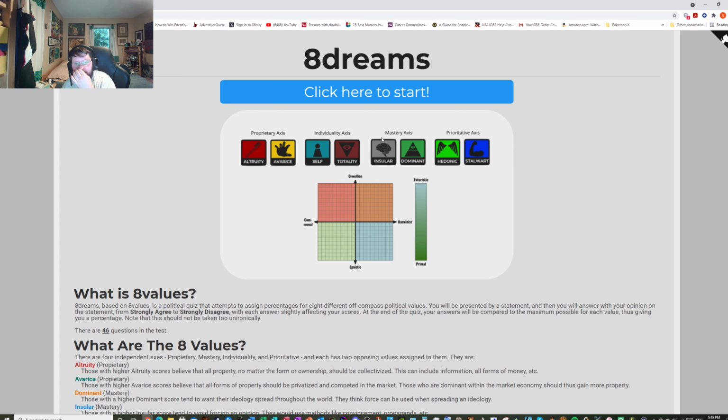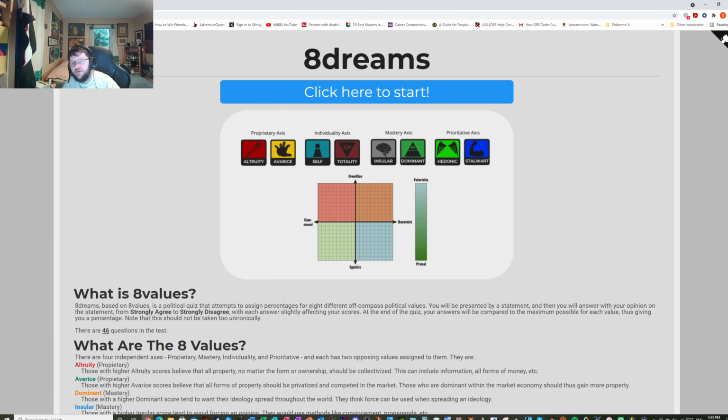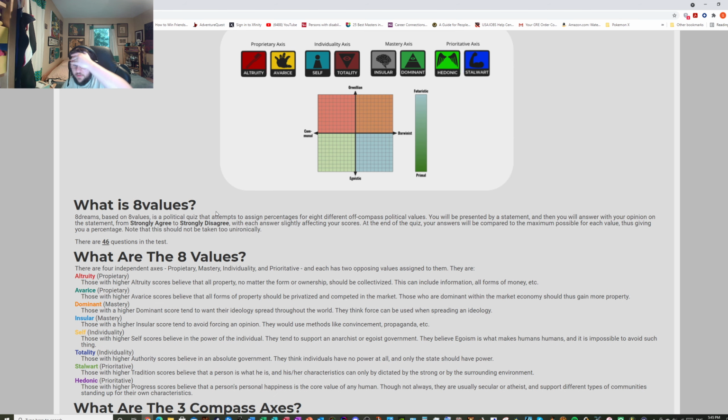Now I'm back, and I'm gonna become sort of the political quiz guy. I'm doing a slew of political quizzes. I did the 8 values test and the political compass quiz. So now I'm doing a bunch of other ones: Sapley values, 8 dreams, 9 axes, 12 axes, discrimination test, left values, center values, right values. I'm doing them all. So we're gonna start off over here.